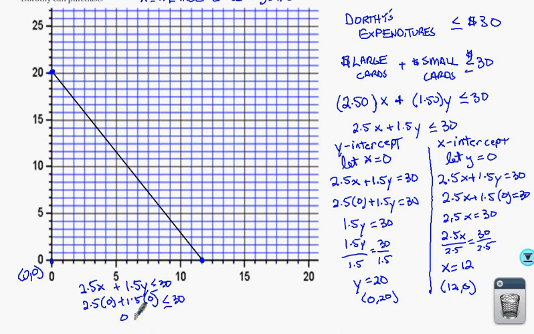we see that the whole left side goes to 0, and you say, gee, is that true or false? Well, 0 is less than or equal to 30. That's a true statement. So we are going to shade on the 0 side of the line. And that is the correct graphing.